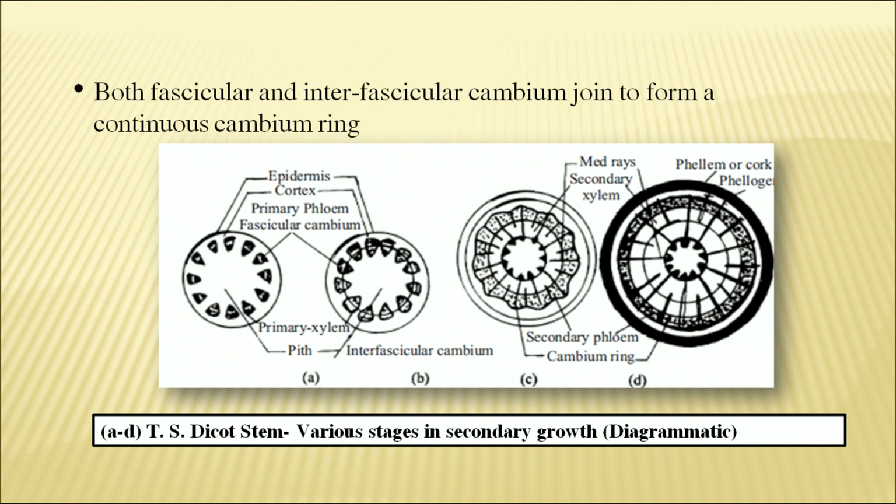And in the third figure C, if you see, there are a lot of medullary rays and secondary xylem which is cut out with the help of fascicular cambium. A new xylem is cut out and new phloem is cut out, and this is how the stem gets a good range of strong tissue.